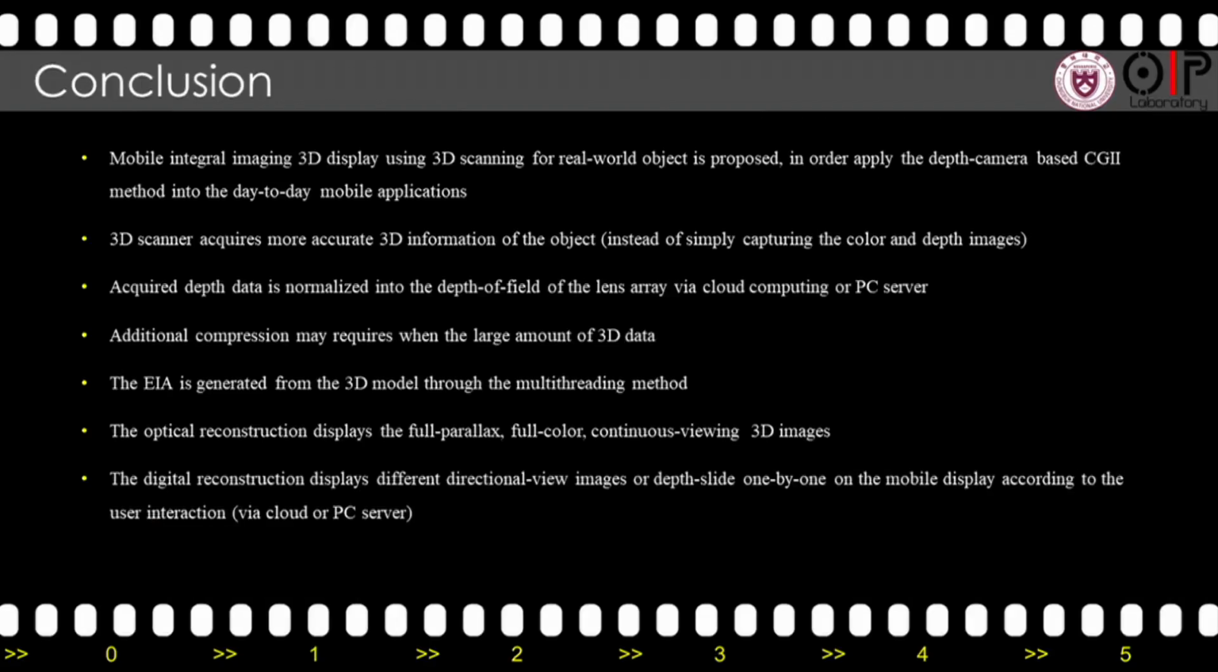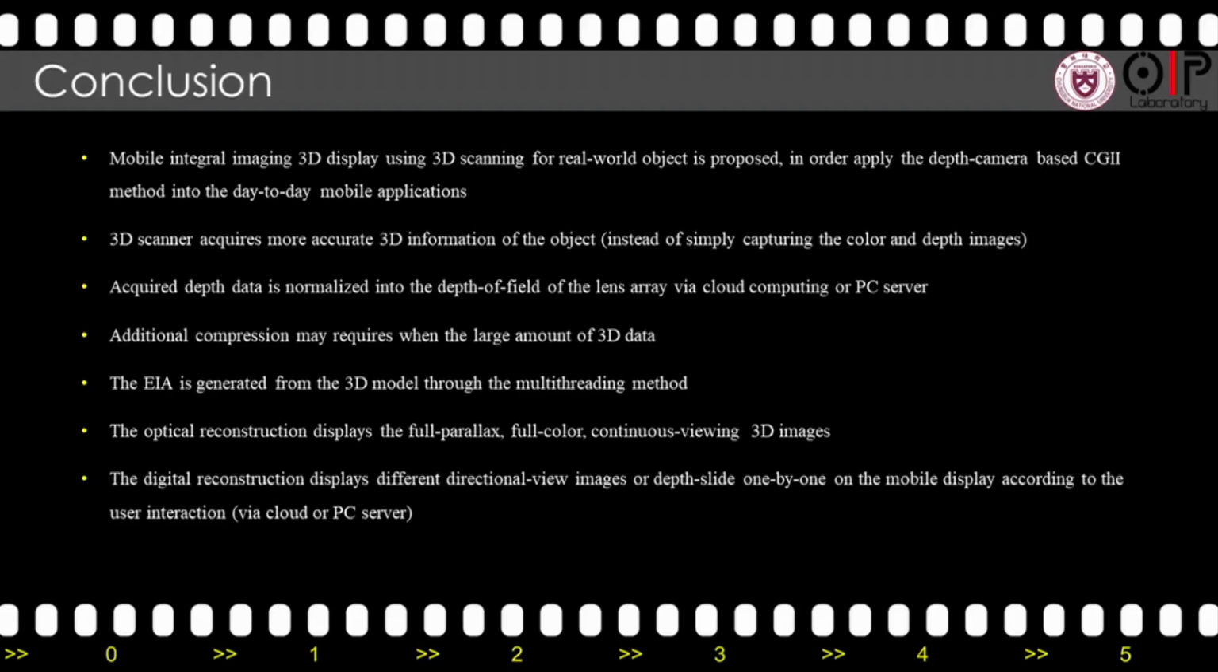So let me conclude my talk. We proposed the mobile integral imaging display system using the 3-dimensional scanning method. And this 3-dimensional scanning method gives us an opportunity to acquire more accurate 3-dimensional information of the object. And the acquired data should be normalized for the given lens array specification, and the elemental image array is generated from the 3-dimensional model through the multi-threaded method within the mobile device.